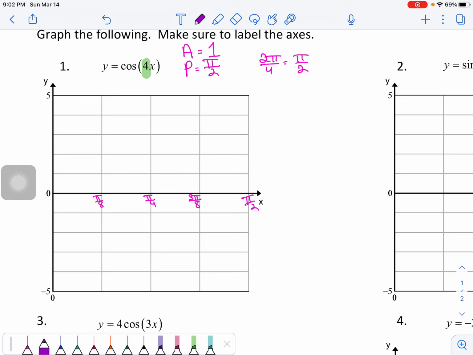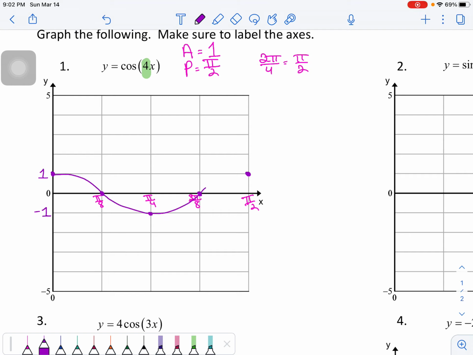Let's go ahead and talk about cosine here. Cosine is going to start off center on the positive. So we're going to start at 1. We would also have a minimum of -1. So let's go ahead and start at 1. We're going to go to 0 at pi over 8, -1 at pi over 4, back to 0 for 3 pi over 8, and then return to where you started from, which is 1. So go ahead and draw the curve.